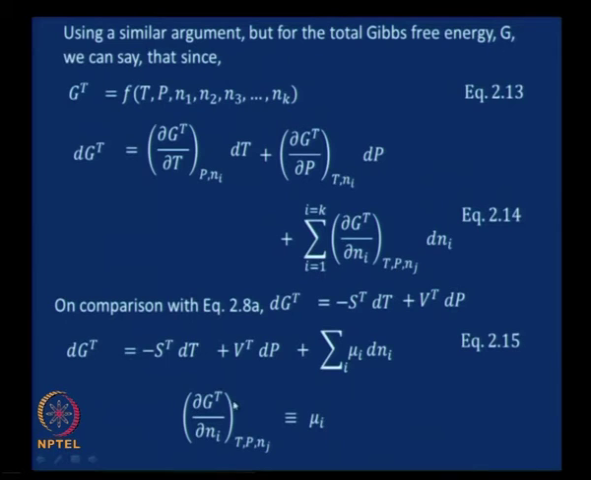Somebody can ask me this question now. You had earlier said that ∂U_t/∂n_i at constant S_t, V_t and n_j you had defined as μ_i, whereas now you are defining ∂G_t/∂n_i at constant T, P and n_j as μ_i. How can you do that? Let us now go ahead and show that these two quantities are actually the same.